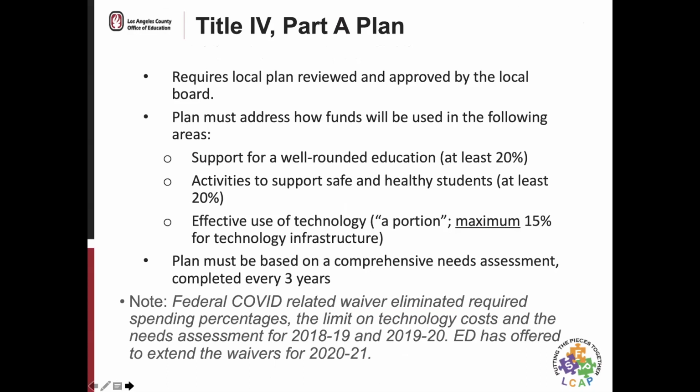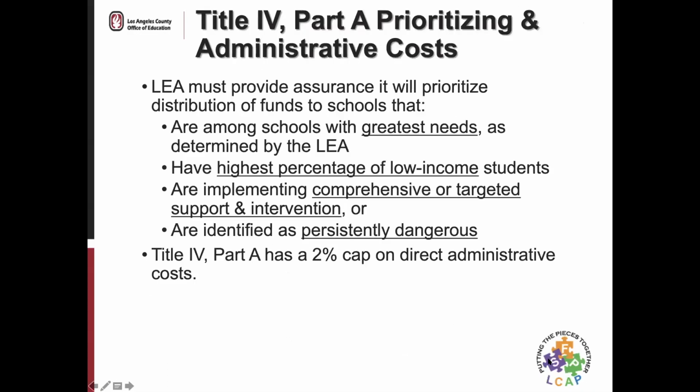And then a reminder for Title IV, prioritizing. Prioritizing Title IV does include that requirement to prioritize the funds to schools with the greatest needs, the highest percentage of low income students, and your CSI and ATSI schools, as well as persistently dangerous schools. And again, Title IV has a 2% cap on direct administrative costs. Okay, you can take your full indirect costs on it.